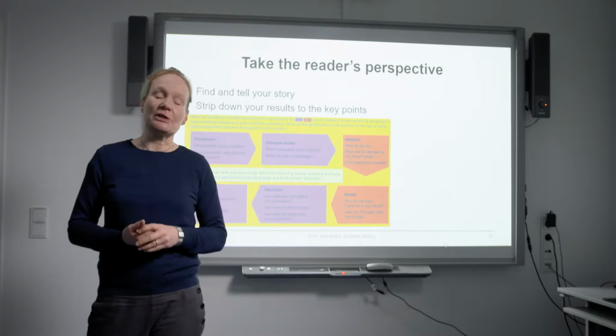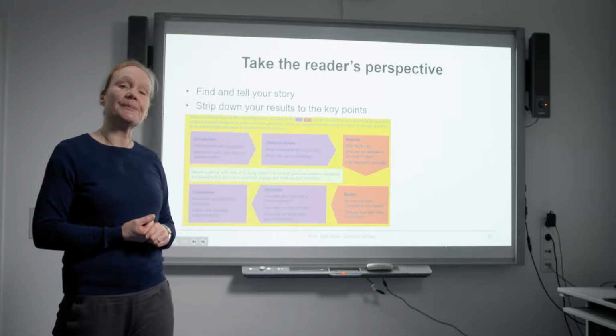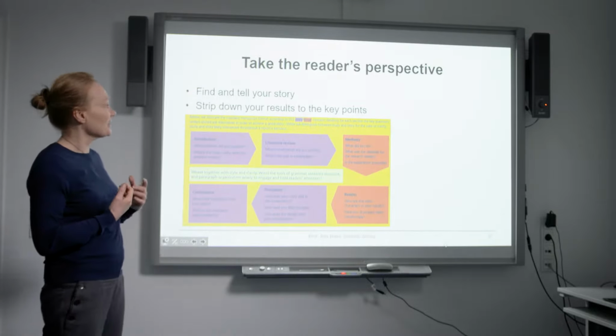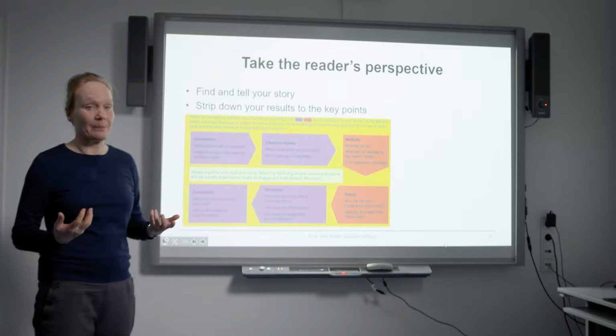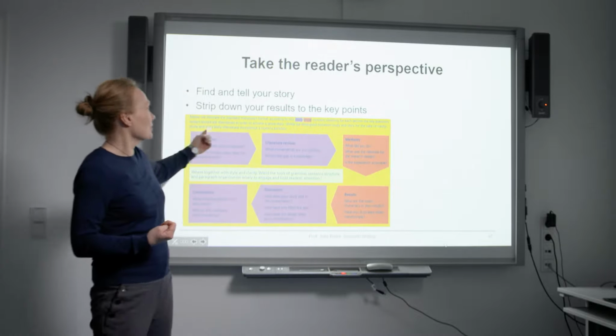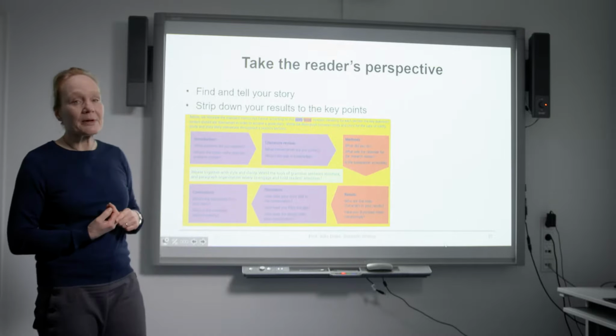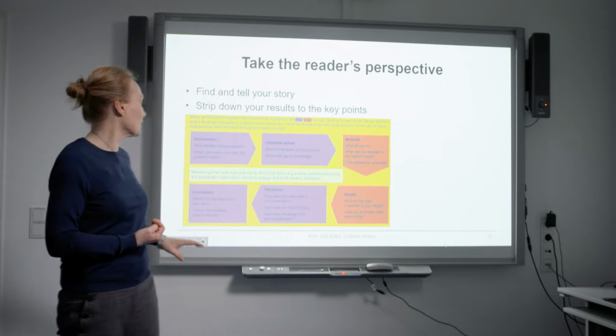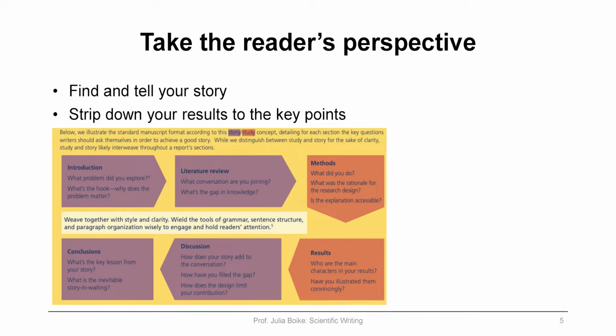Coming back to this, which I introduced to you in the introduction already, this is what we want. We find and tell the story of our paper, of our research, and you strip down your results to the key points. So you remember you have the different sections of the paper and they kind of flow into each other. If you have the complete story, you have the introduction with the literature review, methods, results, discussion, conclusion, and they are all woven together in one story. If you only have the study, then you only have the methods and results. The story is missing, but we're aiming for the story.